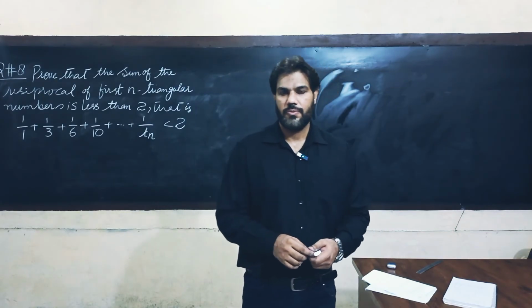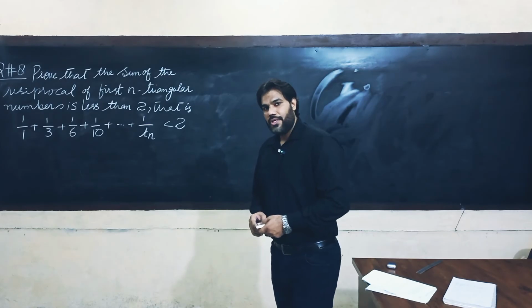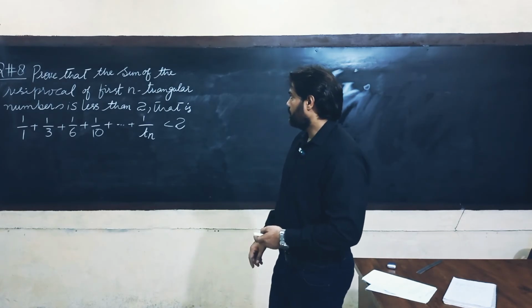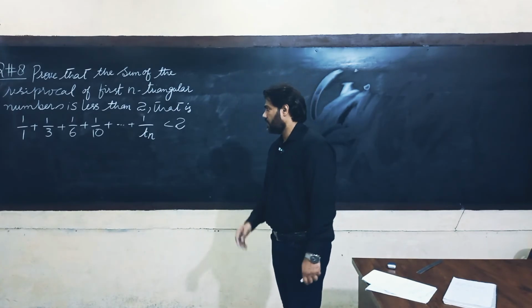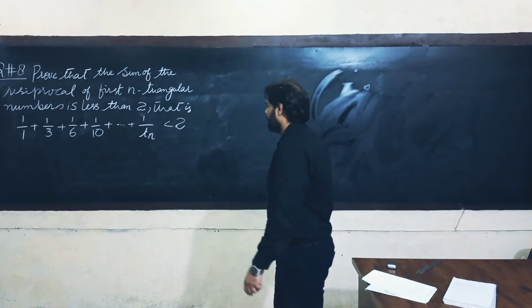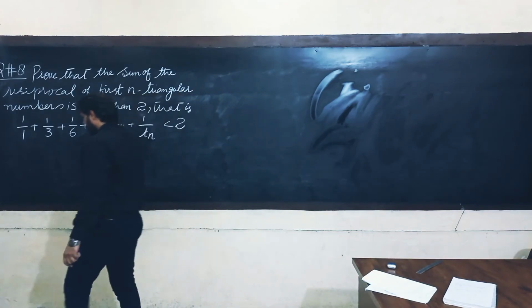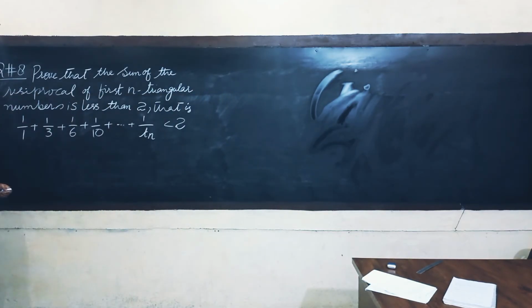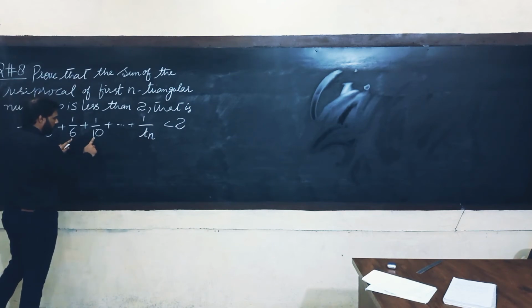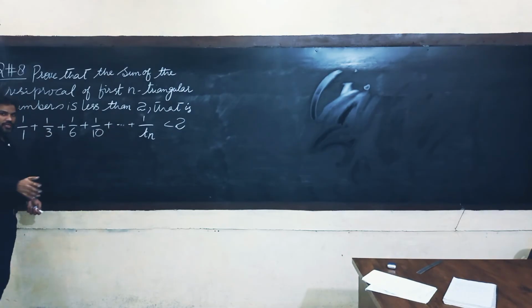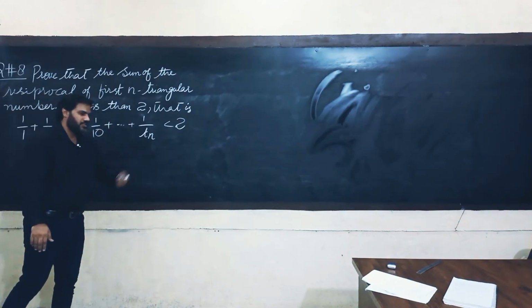In question number 8, we have to prove that the sum of the reciprocals of the first n triangular numbers is less than 2. That is, if you see the denominators, 1 is the first triangular number, 3 is the second, 6 is the third, 10 the fourth, and so on up to the nth triangular number. The sum of the reciprocals of these n triangular numbers is always less than 2.